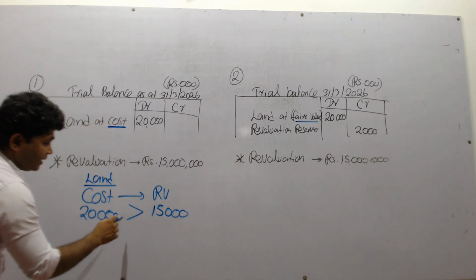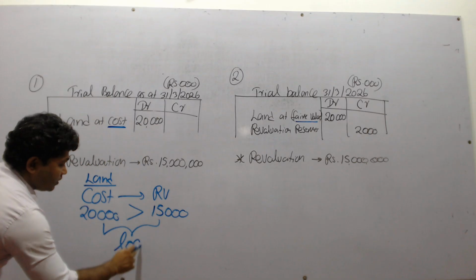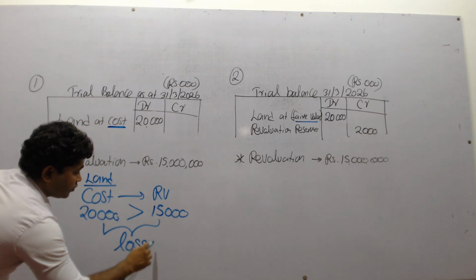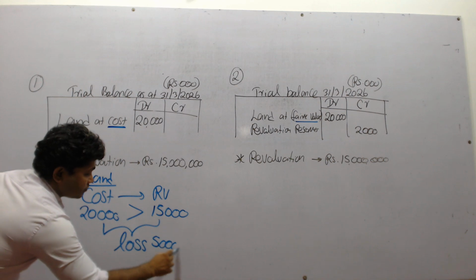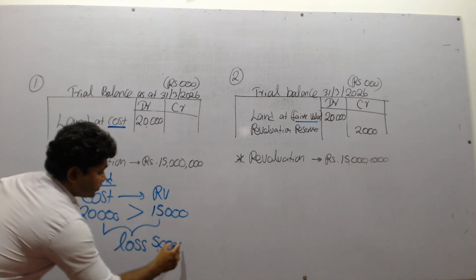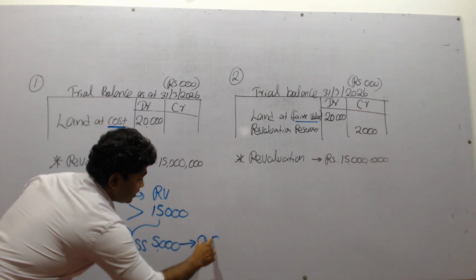The revaluation amount is lower than the cost value. The difference should be considered as a loss. This is a first-time revaluation loss, equal to 5,000. Think how it is recorded. If it is a first-time revaluation loss, normally it should be recorded under other expense.